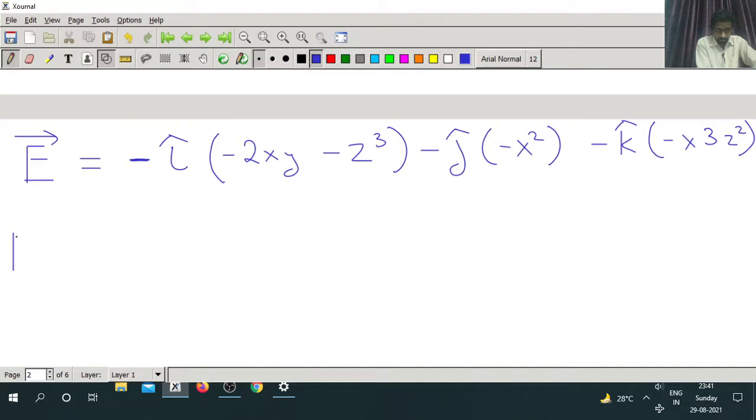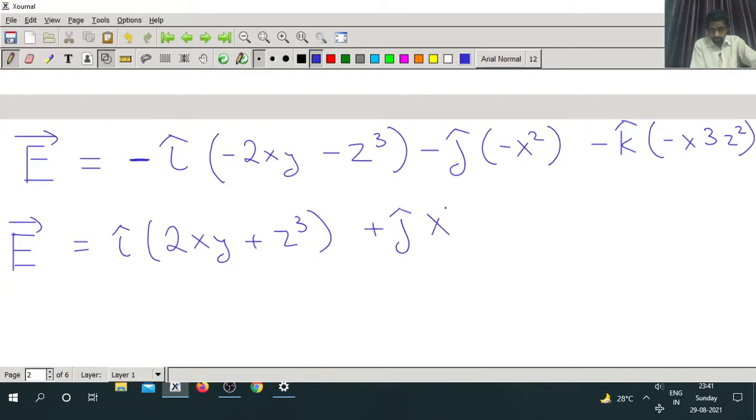You can see this electric field intensity is equal to I cap into 2xy plus z cube, plus j into x square, minus minus plus k cap into 3xz square. So this is the final answer.